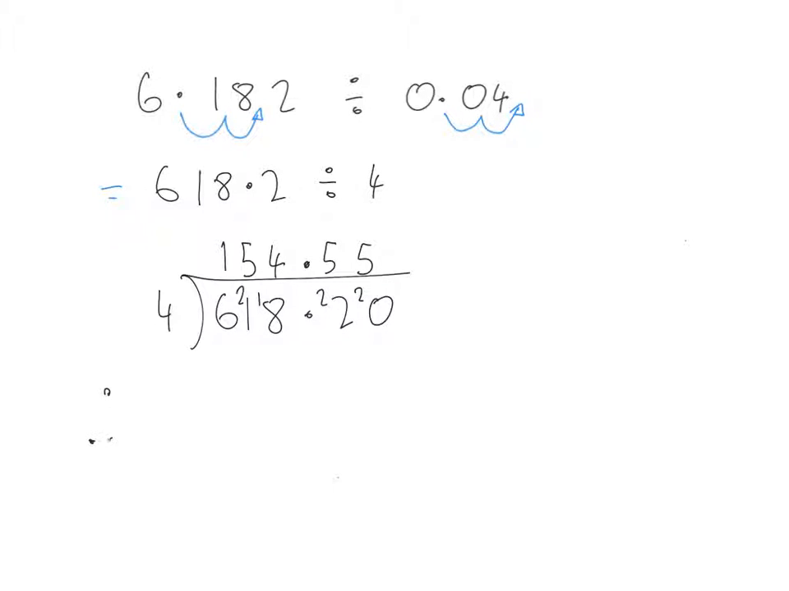So therefore 6.182 divided by 0.04 is exactly equal to 154.55. Okay, one more example, I think that will do us. So how about 2.879 divided by 0.0007. Yeah, that'll do it.